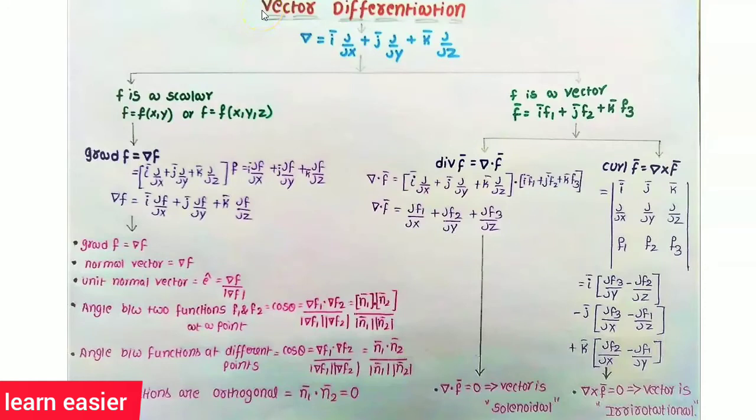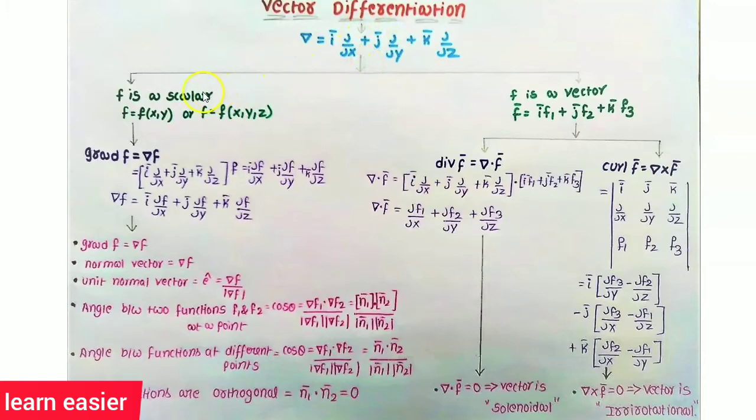Hi friends, the topic that we are going to look at today is vector differentiation. For applying differentiation to a vector, we need an operator known as the del operator, that is, a differential operator. Here it is: del is equal to i bar into dou by dou x plus j bar into dou by dou y plus k bar into dou by dou z. So it is the del operator and we use it for applying differentiation to a vector.